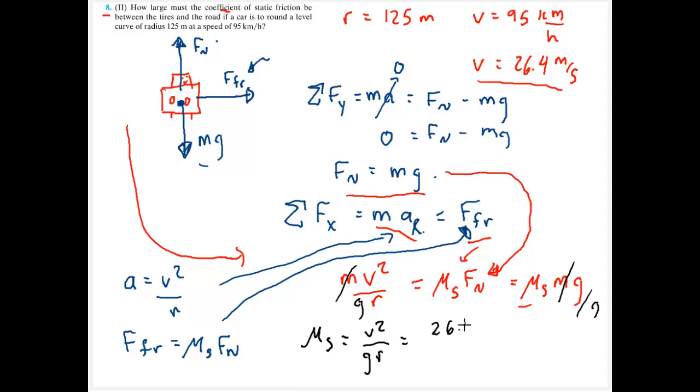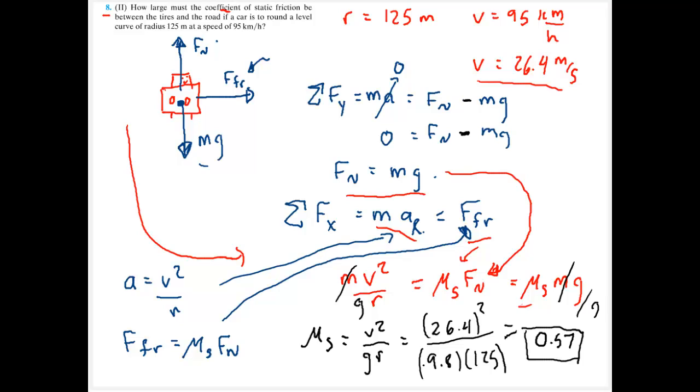So 26.4 quantity squared divided by 9.8, and then the radius, 125. I'll point out real quick that the gravity is positive. I took the negative into account when I wrote this negative sign right there. I said it is in the downwards direction when I did that. So you plug all that in and you come up with mu sub s equal to 0.57, and this has no units.